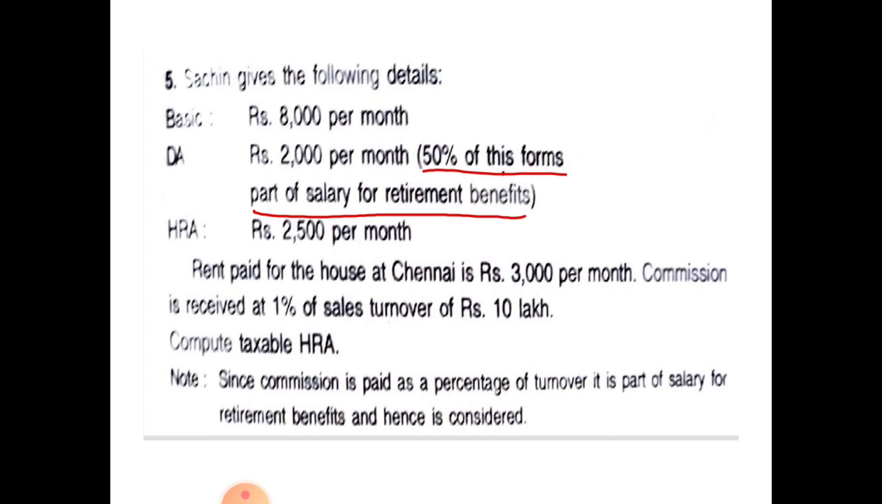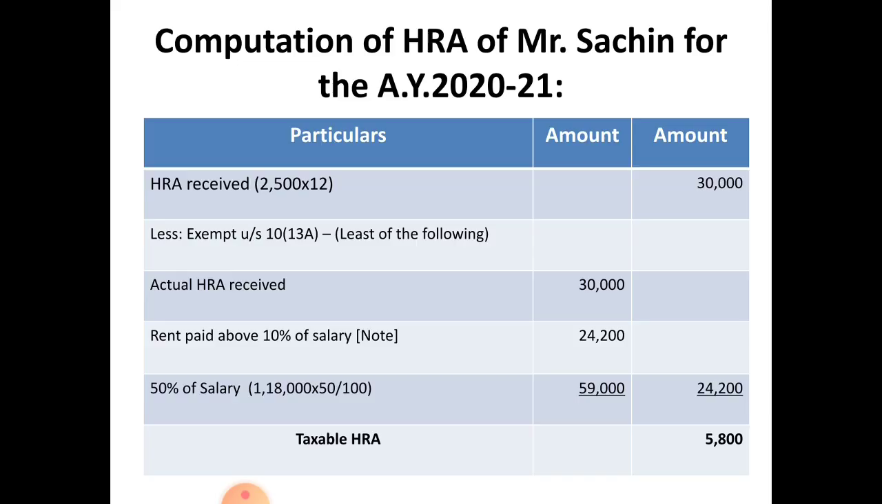See the note. Since commission is paid as a percentage of turnover, it is part of salary for retirement benefits and hence is considered. You have to give this note while solving the problem because the valuer must know why you are taking this commission into consideration. Okay. See the computation of HRA of Mr. Sachin for the assessment year 2020-21.